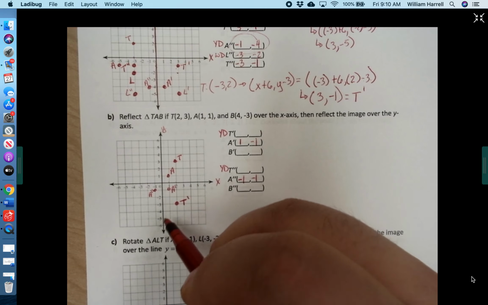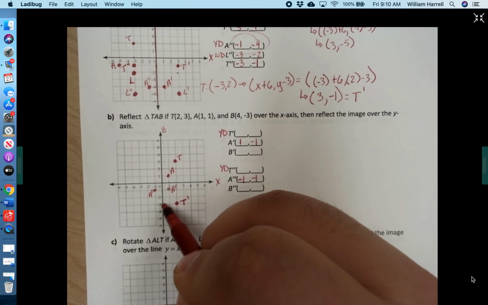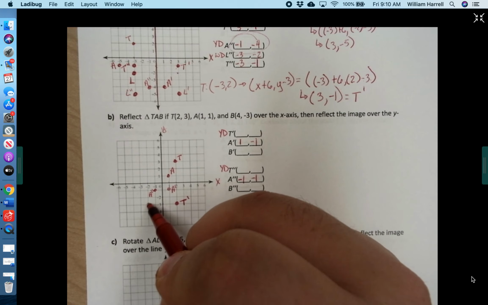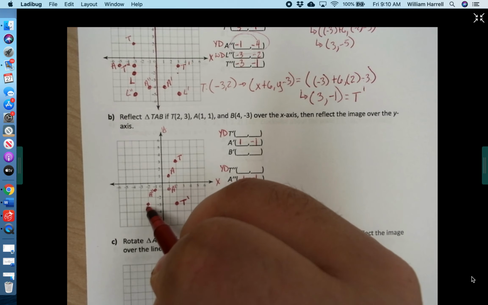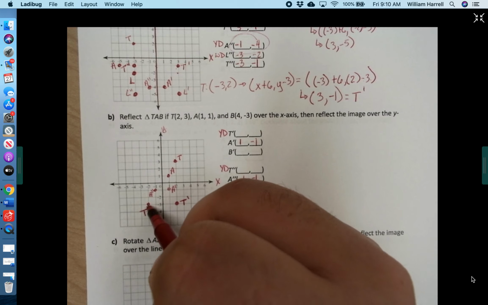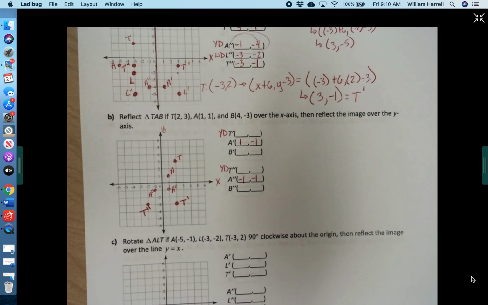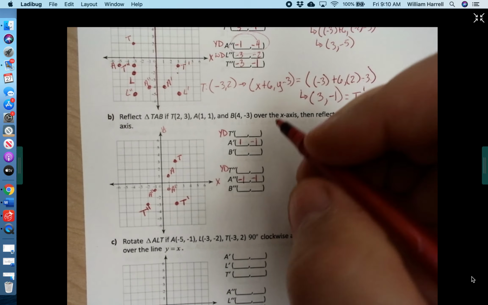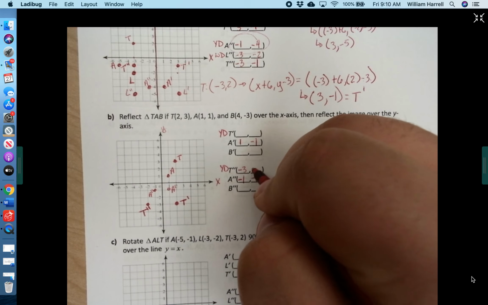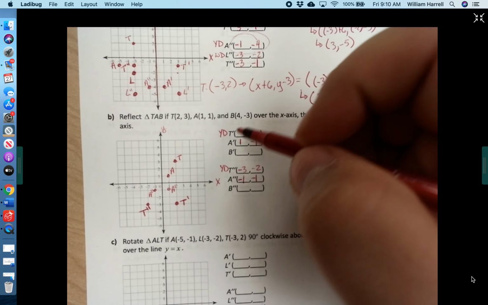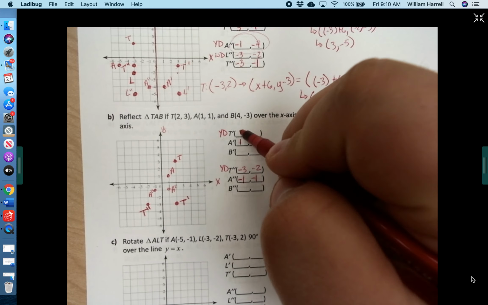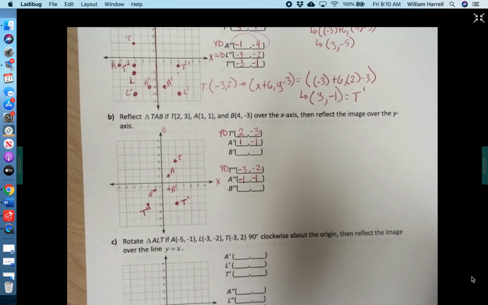Now I need to reflect over Y. 2 right, so I go directly to the left. This is T double image, or double prime, and then you plot it. So negative 3, negative 2, and the first one, or your image, was 2, negative 3. I forgot to write it, I'm sorry.